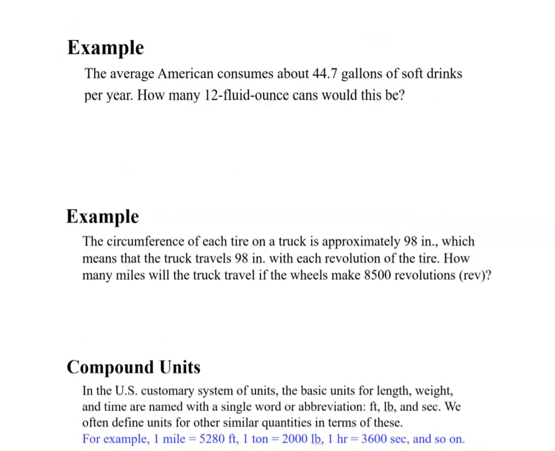The average American consumes about 44.7 gallons of soft drinks per year. How many 12 fluid ounce cans would this be? So we've got 44.7 gallons is what we're starting out with. And we want our answer to be in ounces. Okay, so what can we do with this? 44.7 gallons of soft drinks per year. How many 12-ounce fluid cans would this be?